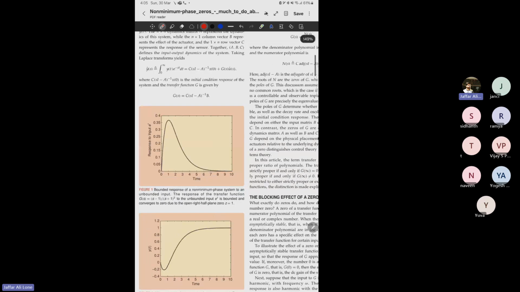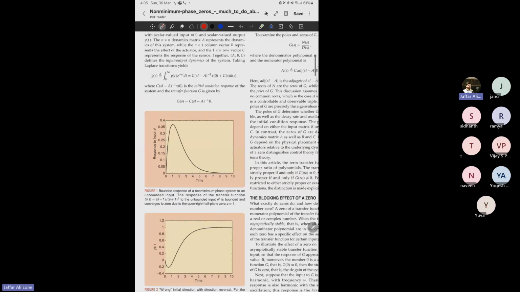If you can see figure number 1, which is showing the bounded response of a non-minimum phase system to an unbounded input. The transfer function is G(s) = (s - 1)/(s + 1)^2. So the poles are in the left half, but there is a zero in the right half. So what happens? The effect of this zero is that the response becomes bounded for an unbounded signal, right? We have given e^t as input to this system, and this is the output. So the output is bounded, right? So this is one property.